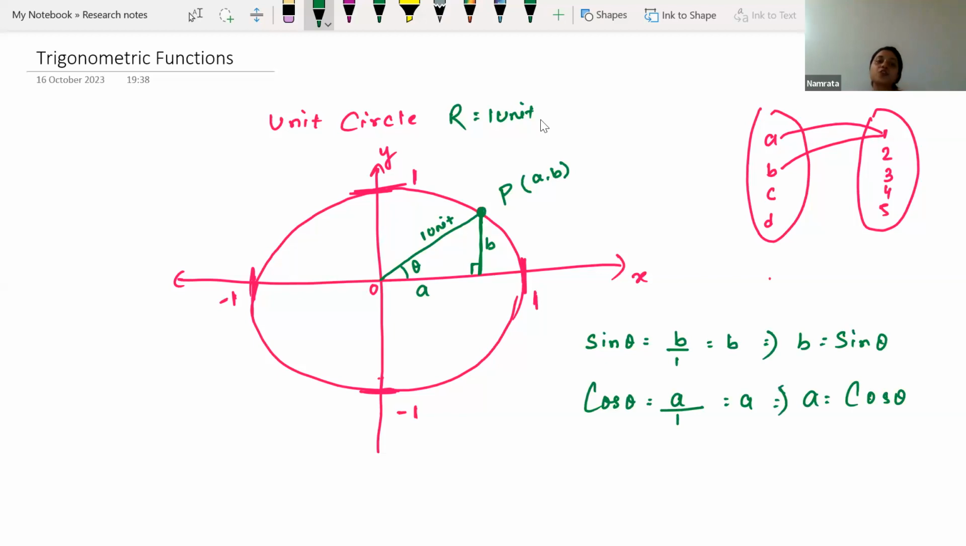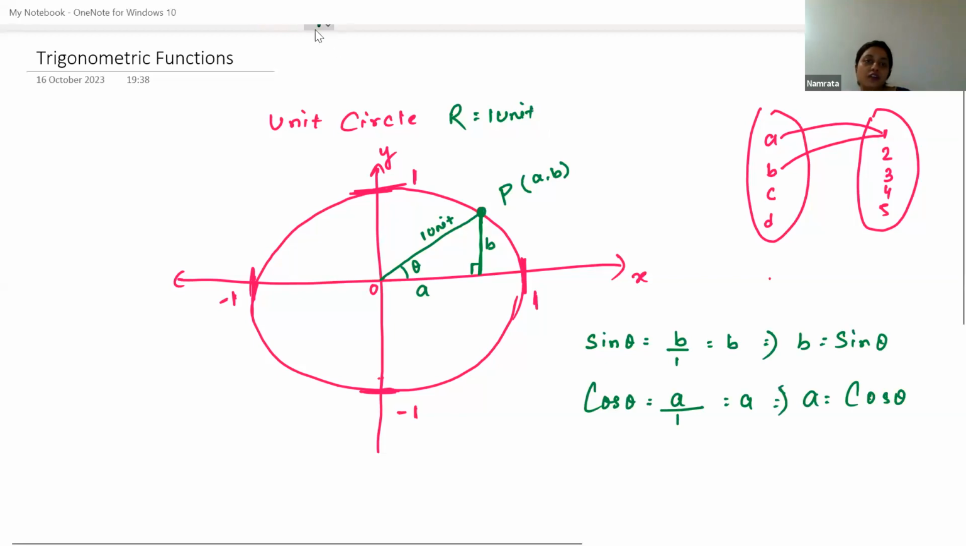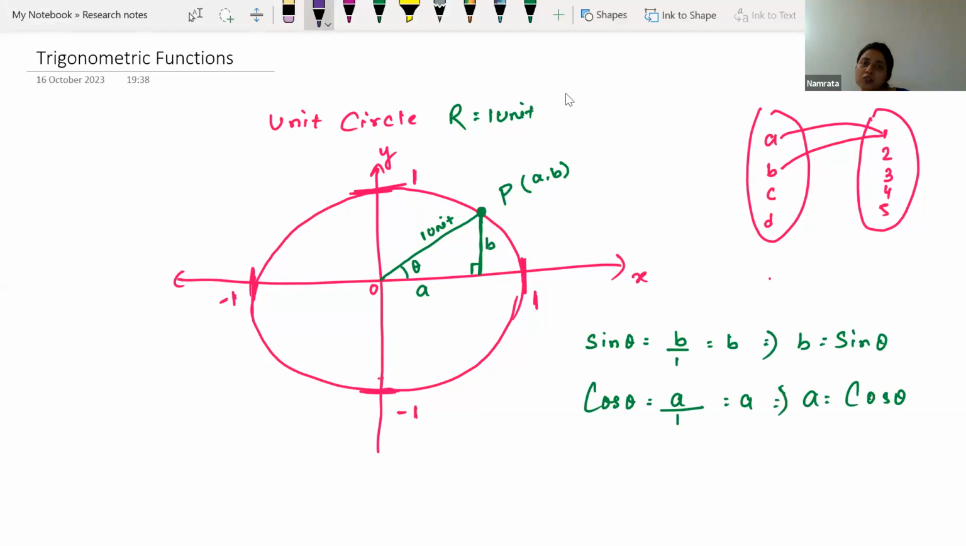Yes, ma'am. So instead of writing A comma B as the coordinate of point P, I can also write that the coordinate of point P has A value cos theta and B value sine theta. We can write it, right? Randomly, we are not writing. We are just going through the concept. So the coordinate of point P is A comma B, or cos theta comma sine theta, if we take this angle as theta. And if you take this angle as x, then the coordinate will be cos x, sine x. Is it clear so far?